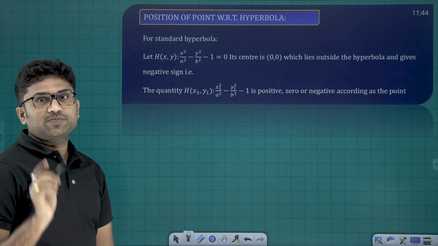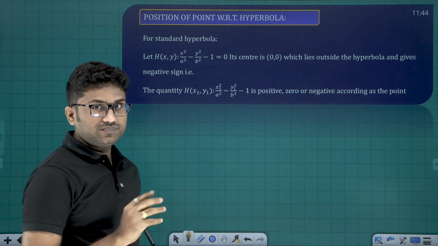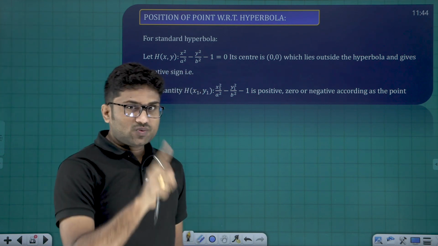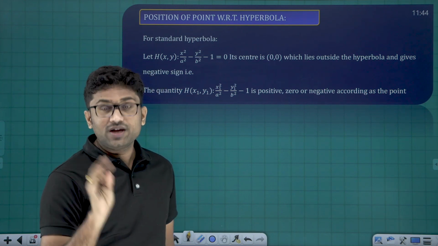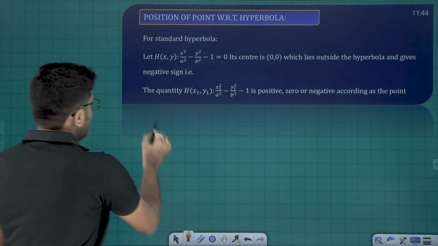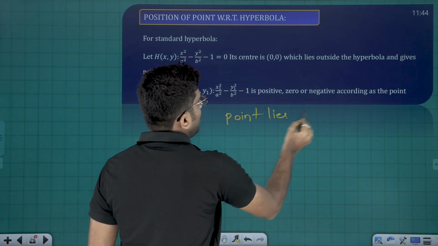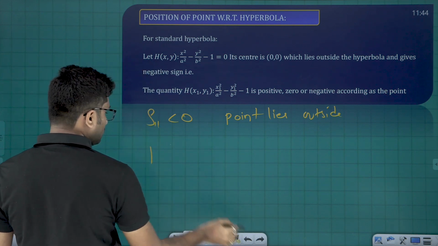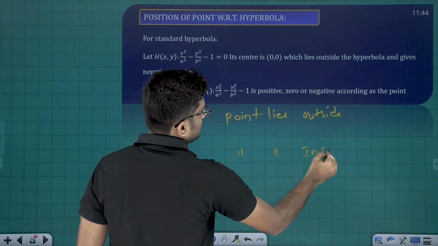Now position of a point with respect to hyperbola. Till now we have seen, friends, position of any point P(x1, y1) with respect to curve S equals to 0. S11 less than 0 inside. Parabola it is same, circle same, ellipse same. Only for hyperbola it will be different, friends. If S11 less than 0, point lies outside. S11 greater than 0, point lies inside.